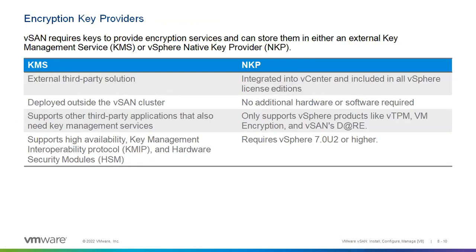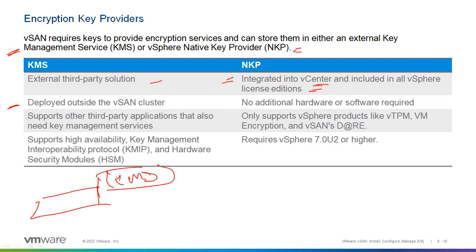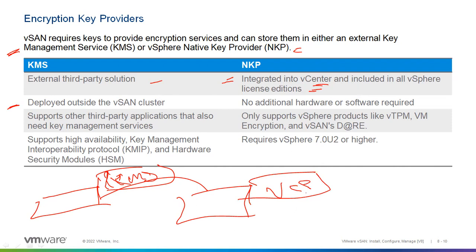So here is the difference between the third party or external KMS server and the vSphere native key provider. The external third party solution is integrated with my vSphere Enterprise Plus license into vCenter, not included in all vSphere licenses. It is deployed outside of the vSAN cluster as an additional appliance. It could be a physical server or a virtual server, a key management server that provides the key, and we have to register that KMS server into the vSAN setting inside my vCenter server.